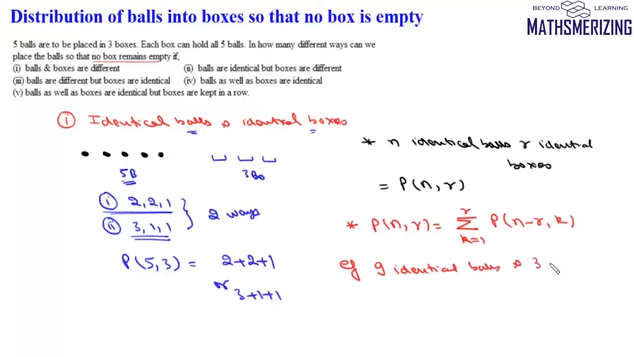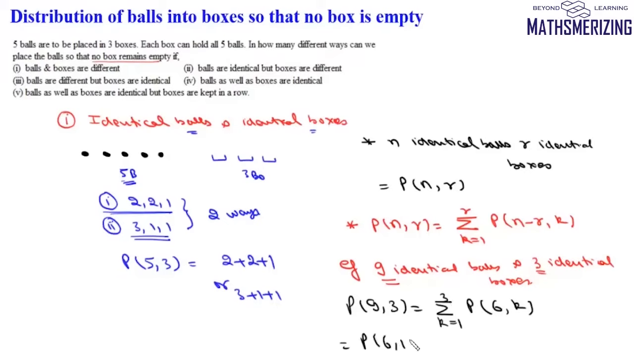So suppose we have a question where we have 9 identical balls and 3 identical boxes. We need to find the number of ways in which we can distribute 9 identical balls in 3 identical boxes so that no box is empty. This is given by the partition P(9,3). We can write this as the summation of P(n minus r, k). Here n minus r is 6, so P(6, k), where k varies from 1 to 3. So it will be P(6,1) plus P(6,2) plus P(6,3).